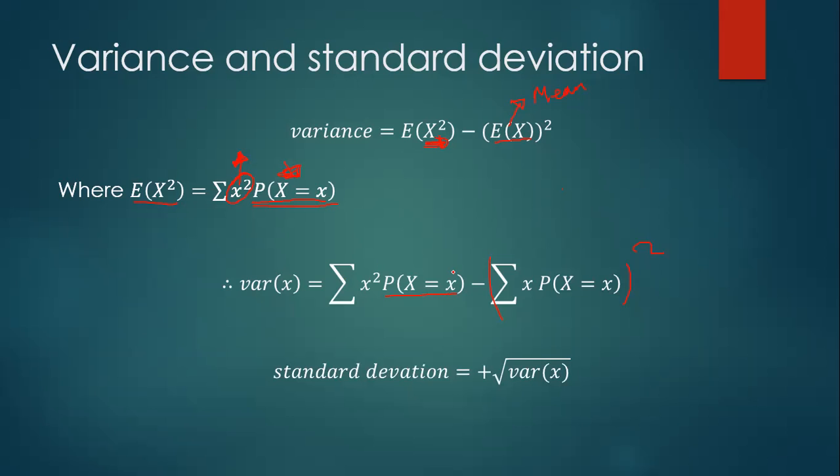Then for standard deviation, that is very simple. We just get the positive square root of variance. That is what gives us standard deviation.